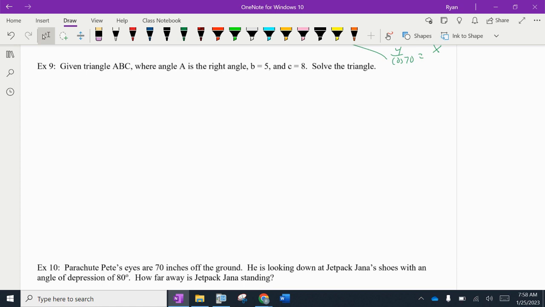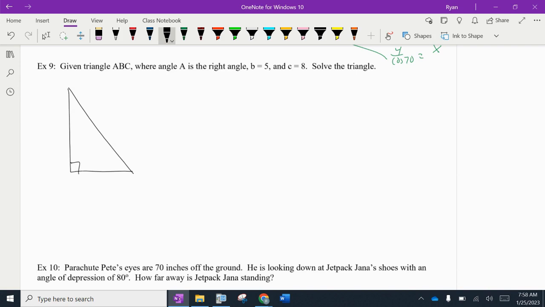In a triangle, how many angles are there? 3. How many sides are there? 3. So how many things do you have to write in your answer? 6. Some of those things are already given to us, but we're still going to put them into our answer block. I'm going to draw the triangle.